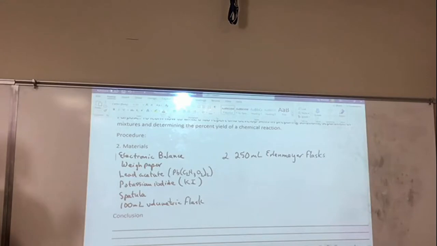Okay, what did we have in the 500 milliliter beaker? Just water. Was it a 500 milliliter beaker? We don't have 500 milliliter beakers. It was actually a 400 milliliter beaker. And we just put water in that, right? What kind of water did we say we should have used? Deionized.